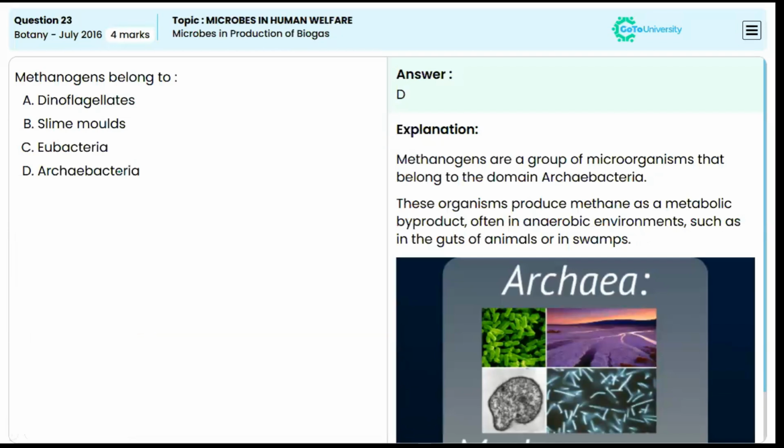Moving to the next question. Methanogens belong to which group? Is it dinoflagellates, slime molds, eubacteria, archaebacteria? We know that methanogens produce methane gas, isn't it? CH4. So these are the group of microorganisms belonging to the domain Archaebacteria because they produce methane as a metabolic byproduct, often in anaerobic environments such as in the guts of animals or in swamps. They are mostly extremophiles which come under the category of Archaebacteria. So option D is the correct answer.